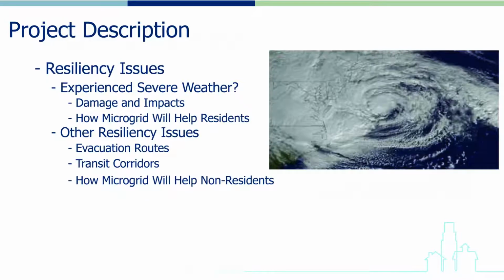Project description should also discuss resiliency issues. Has the population been impacted by a severe weather event? If so, how extensive was the area impacted and how much damage was sustained? How will the microgrid project improve resiliency and help protect this population from the impacts of future weather events? How specifically will the project contribute to overall community resiliency? What critical functions will it support during an electrical service outage and for how long?